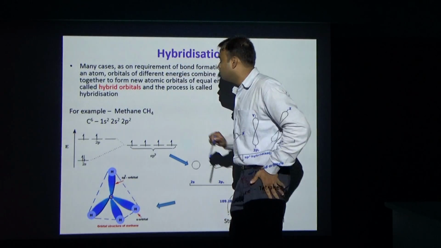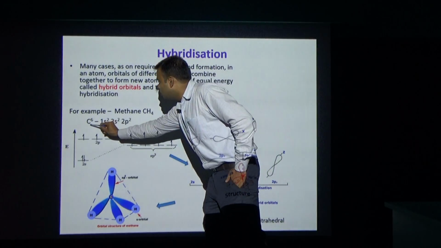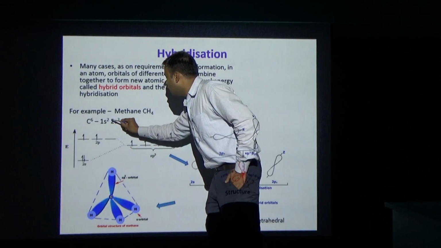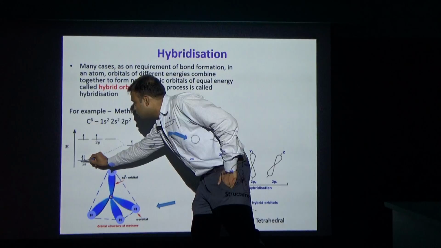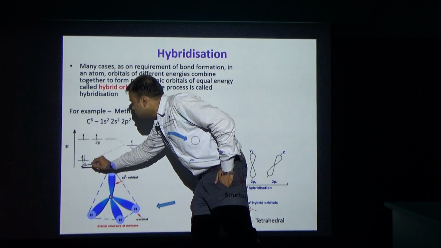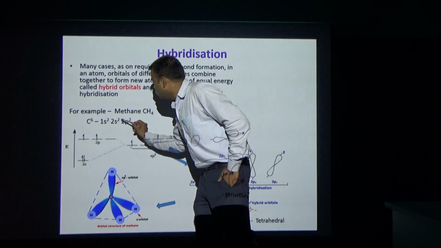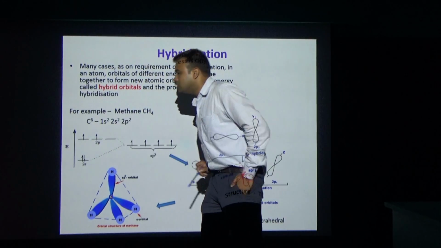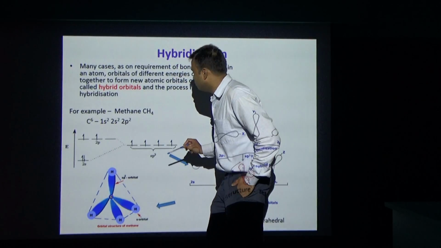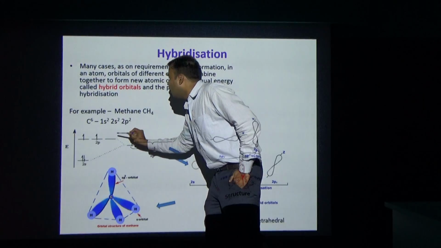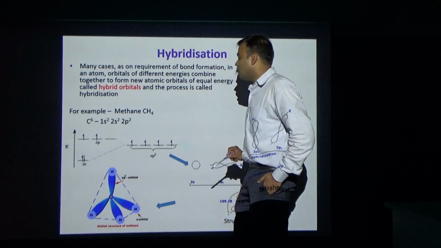We will take the case of methane. In methane, the central atom is carbon, and carbon has 6 electrons, arranged as 1s2, 2s2, and 2p2. If you see only the valence shell, with energy increasing upward, the 2s orbital will be here and the p orbitals will be here, with 2 electrons here and 2 electrons arranged here. But when it is going to form CH4, these 4 orbitals combine to form equal energy levels. These are called sp3 hybrid orbitals.